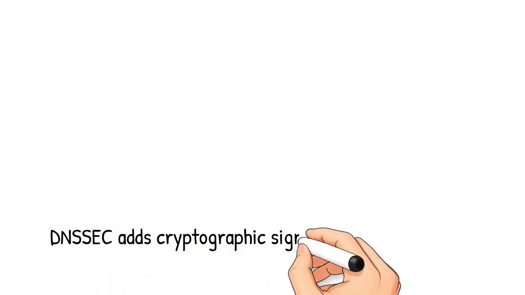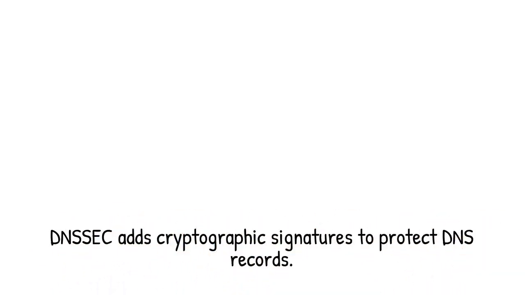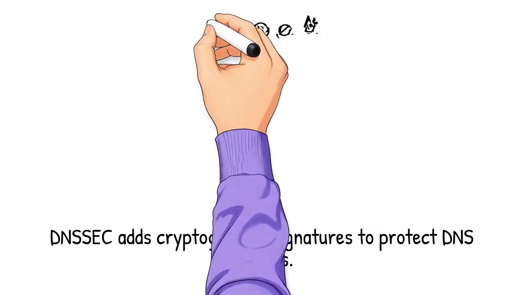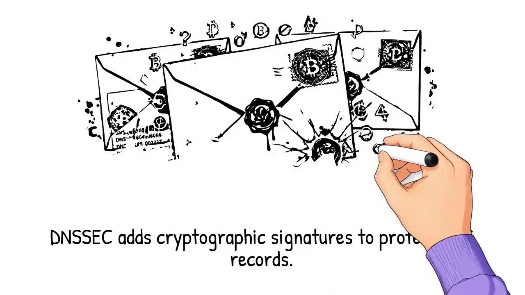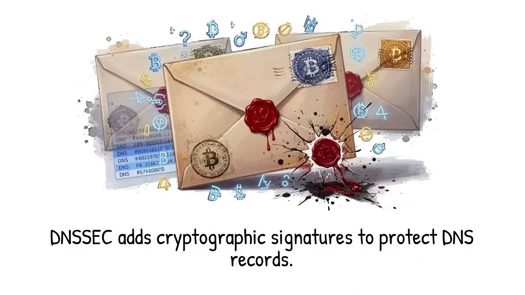DNSSEC, or DNS security extensions, adds cryptographic signatures to DNS records. This ensures that DNS responses cannot be tampered with. It's like sealing an envelope with a tamper-proof stamp. If someone tries to alter the contents, the signature breaks, and the system knows something is wrong.